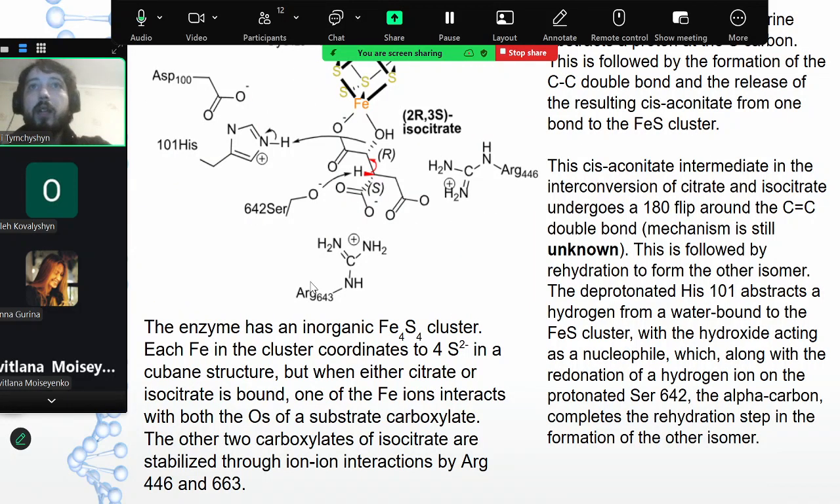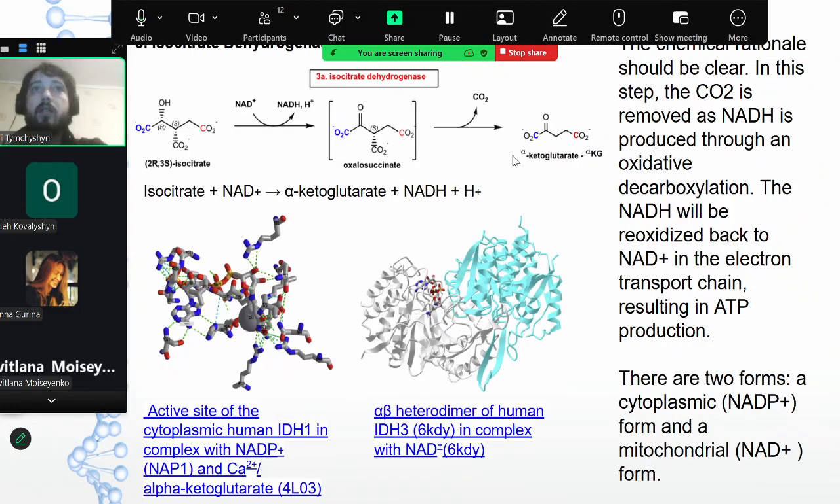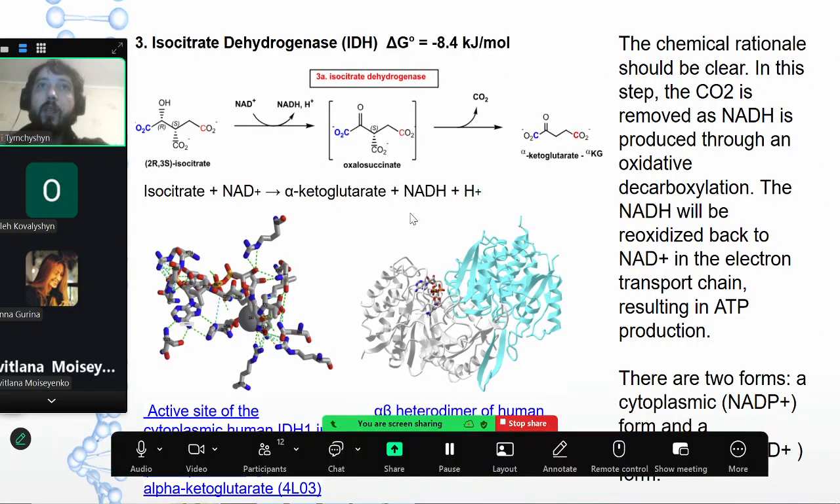A tentative mechanism, but we still don't know all the details of what is happening there. And we have this sort of nice cluster. Good, what else? Isocitrate dehydrogenase. You see negative delta G naught, that's good. The chemical rationale is pretty clear, so we are rejecting CO2. So we have basically removed one of the carbon atoms, and we are getting some NADH from this reaction.